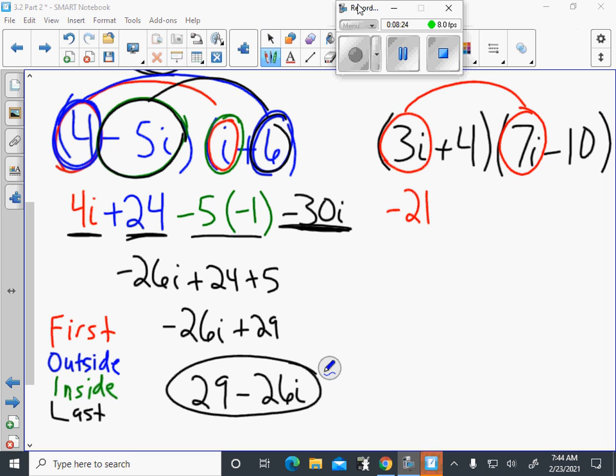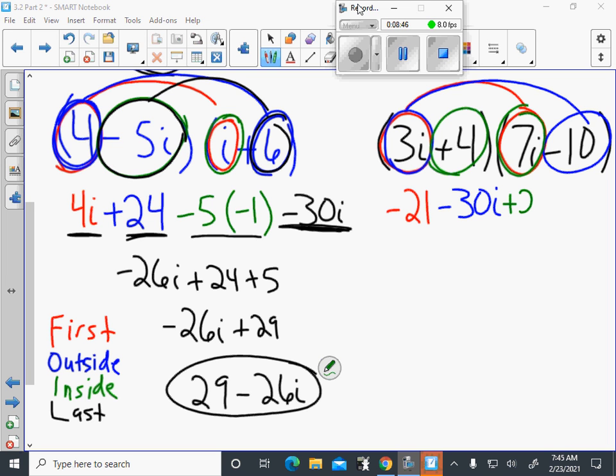Okay, then outside, the furthest two away from each other. 3 times negative 10 is negative 30, and that i stays attached. Okay, inside, the two closest to each other. 4 times 7i is 28i. And lastly, we have the last two terms, which is 4 and negative 10. 4 times negative 10 is negative 40.